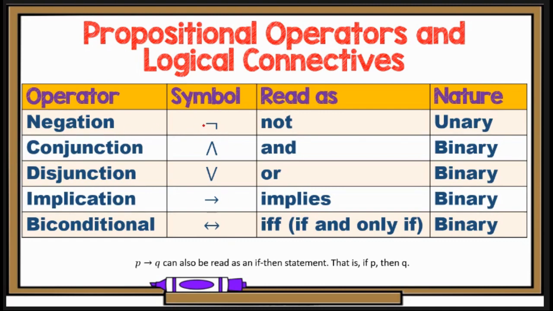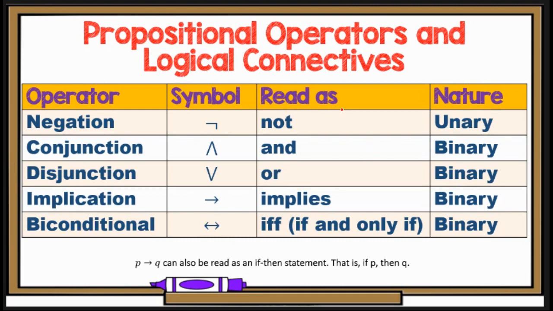So, si negation, para siyang baligtad na L. Si conjunction naman, para siyang A na walang haba dun sa gitna. Or para siyang inverted V. Si disjunction, para siyang letter V. Sa implication, it is an arrow pointing to the right. And for biconditional, that is a double arrowhead symbol.